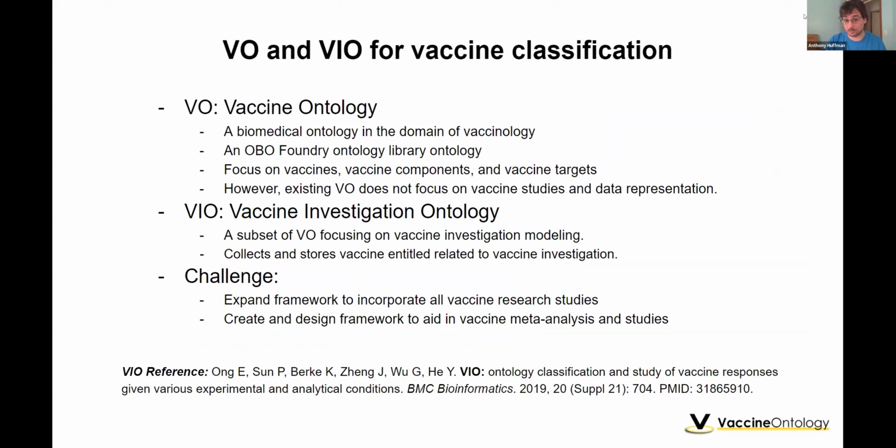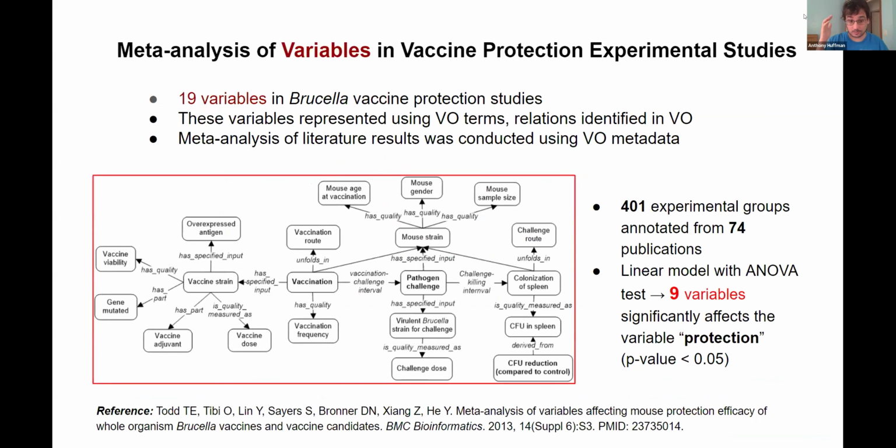So ontologically, we have the Vaccine Ontology, which is focused on vaccines, but we also have the Vaccine Investigation Ontology, which is a subset of VO, which does some modeling when it comes to the investigation side for vaccines and some of the initial features, but it's still relatively basic, and we wanted to expand upon this framework. So instead of working on just individual vaccine research studies, we can create and design a framework that would be relevant to all vaccine meta-analysis or studies.